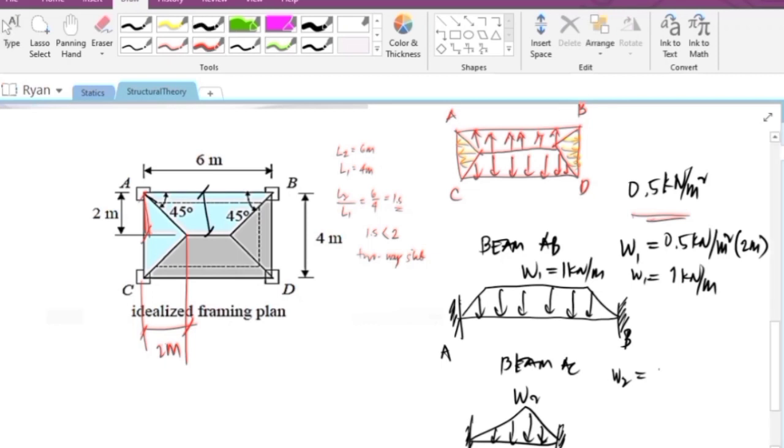So W2 is equal to 0.5 kilonewton per meter square multiplied by 2 meters, and W2 is equal to 1 kilonewton per meter. So this is 1 kilonewton per meter.